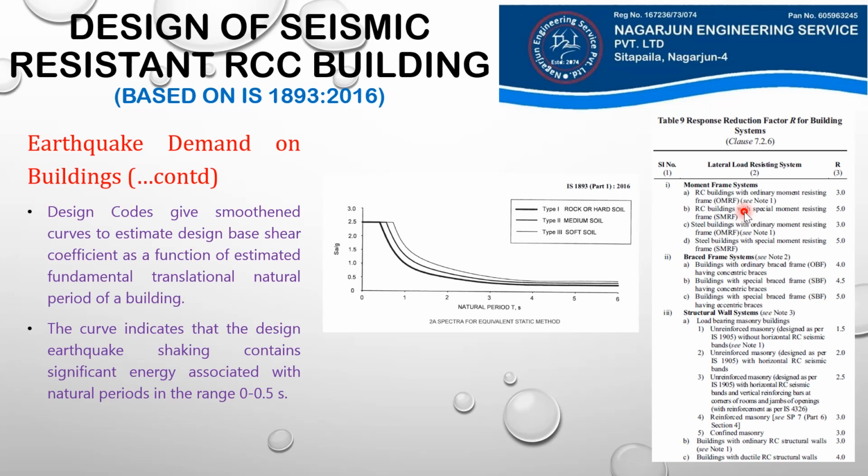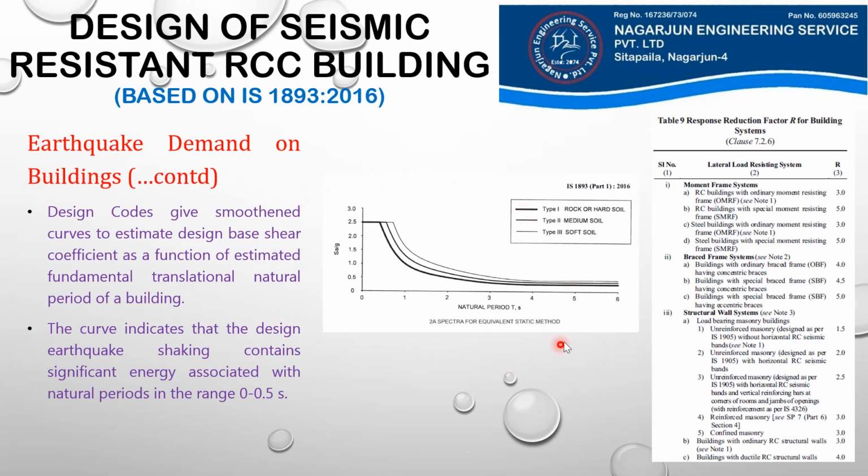Since we will be detailing our building, we will detail the reinforcement in a ductile way, or we will perform the ductile detailing of the building. Our structure will be a special moment resisting frame, so we will take the response reduction factor to be 5. This value is higher as compared to ordinary moment resisting frame. And we saw how to find the value of Sa/g by using formulae in the previous slides.